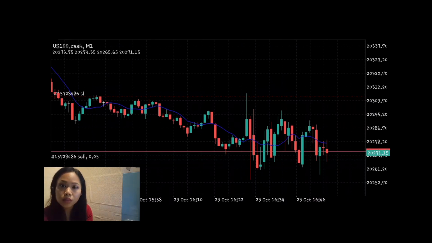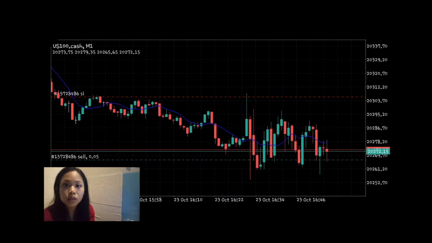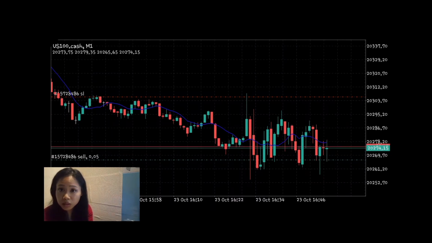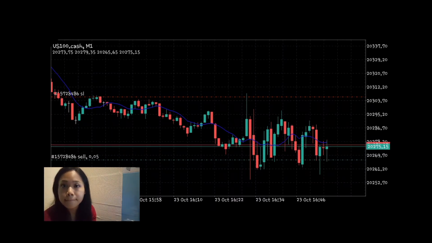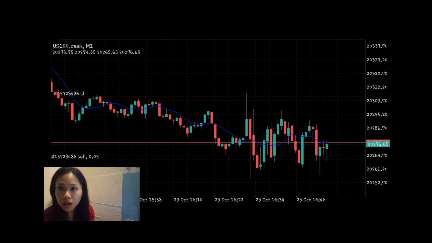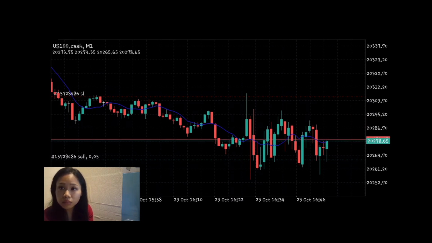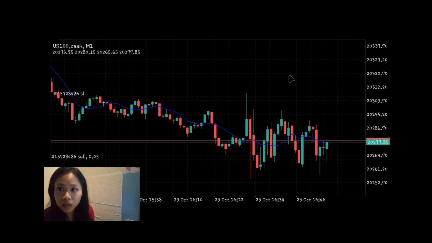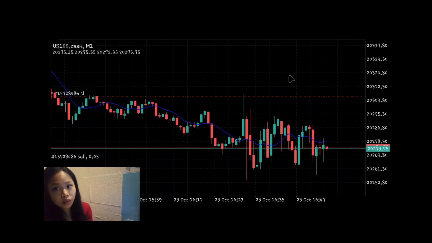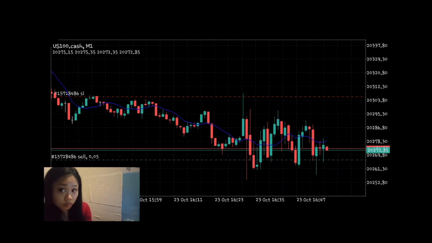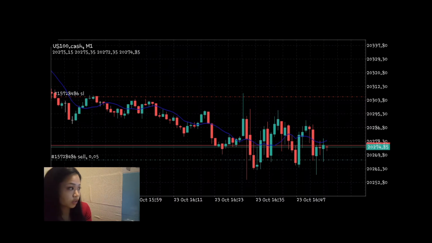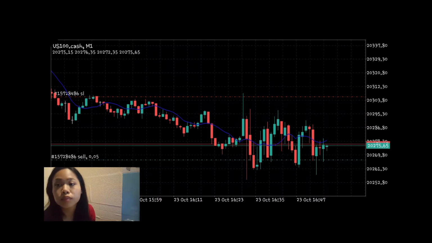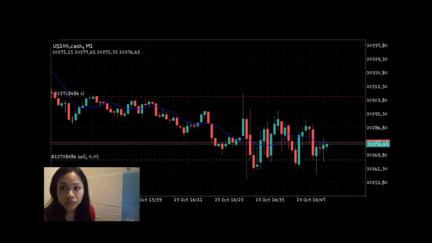I risked properly. As you can see, it's 0.05%. Have a stop loss placed. Price reacted to my FVG here. Right now it's consolidating, but I did the best I could. I really did. And I'm willing to lose.